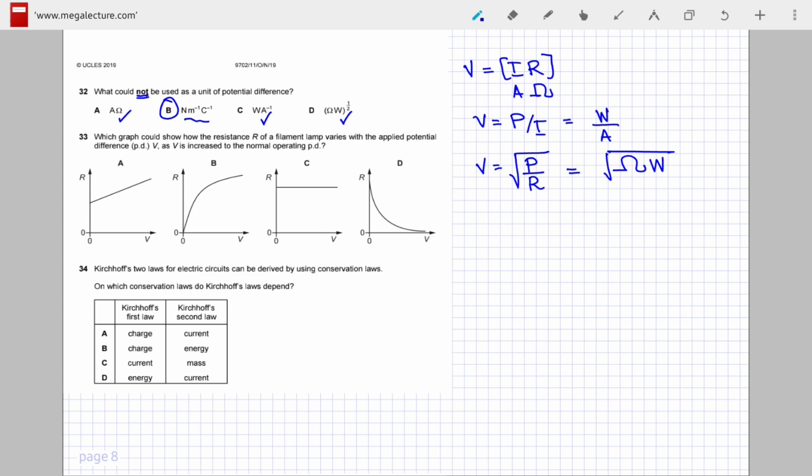Moving on, 33. Which graph could show how the resistance R of a filament lamp varies with the applied potential difference V as V is increased to the normal operating potential difference? Right, so we have these graphs, and we know that as the applied potential difference increases, the current will increase, and this will make the filament lamp get hotter, and it will cause the resistance of the lamp to increase. So that means that the correct option in this case would be option number A.